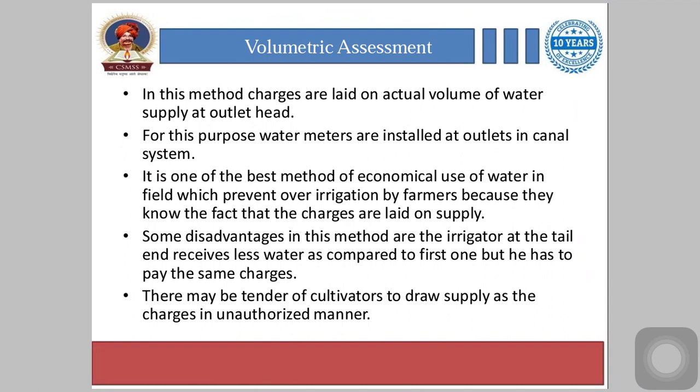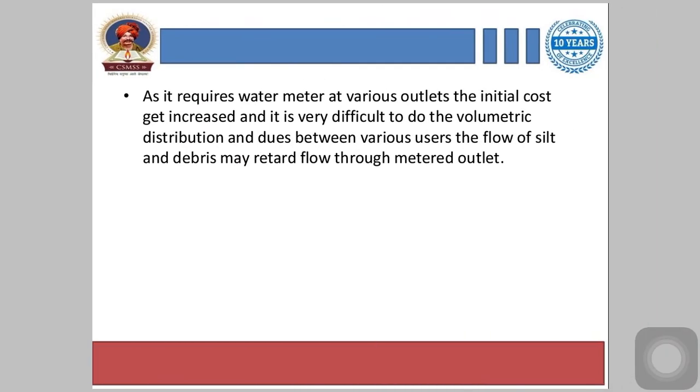There are also some disadvantages in this method, and now we will see what they are. In volumetric assessment, full-time staff is required to keep the records of the meters, and the meters may not work on small heads at the outlet. Also, there may be an obstruction in the flow of water due to silt and debris, and the cultivators may use this water in an unauthorized way also.